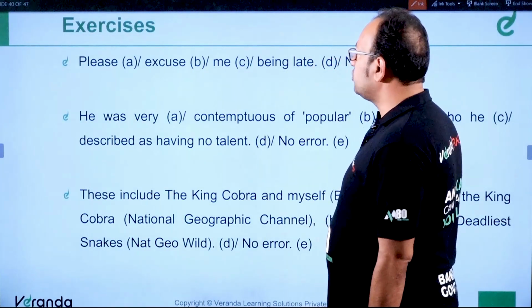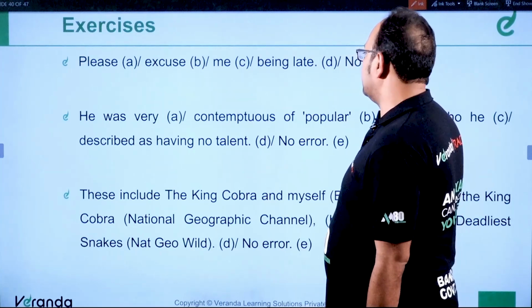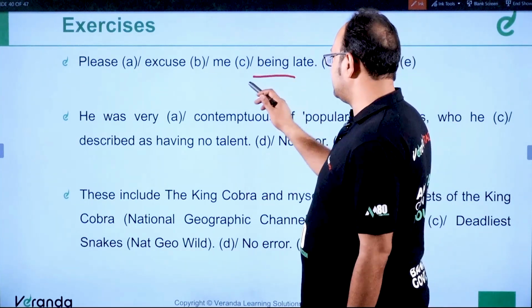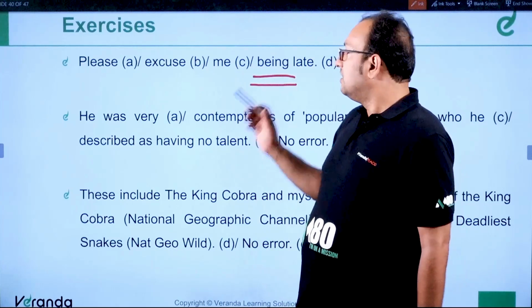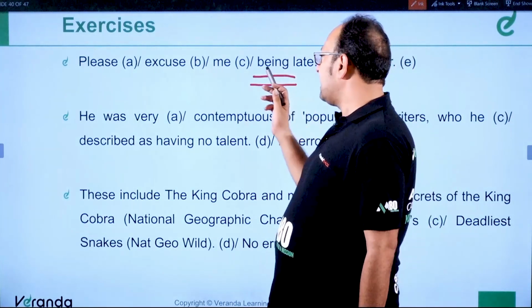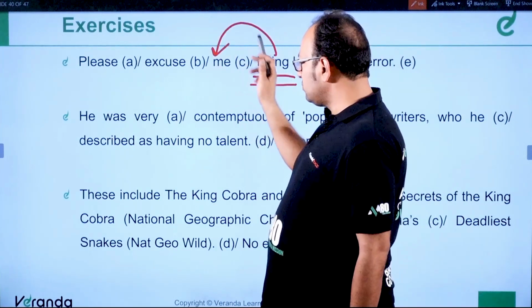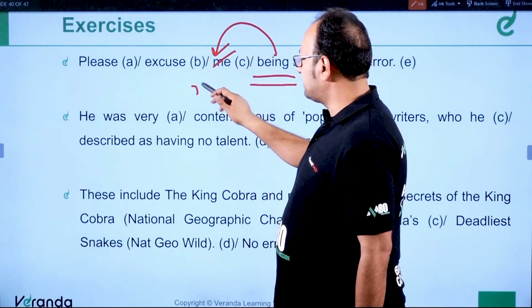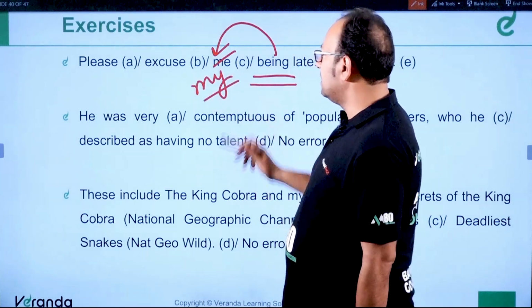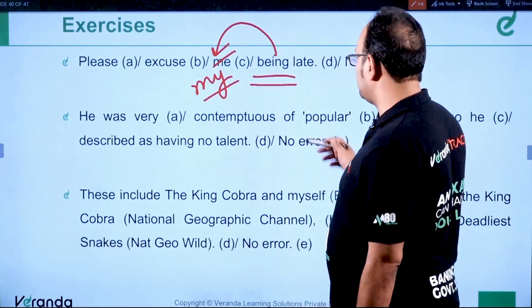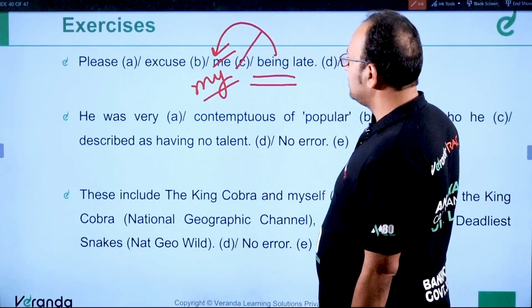Exercises. Please excuse me being late. See, this is a gerund. Being is a gerund. Whenever a gerund is there and it is preceded by a pronoun, it should be in the possessive case. So it should be my. Please excuse my being late. So the error was in part C.